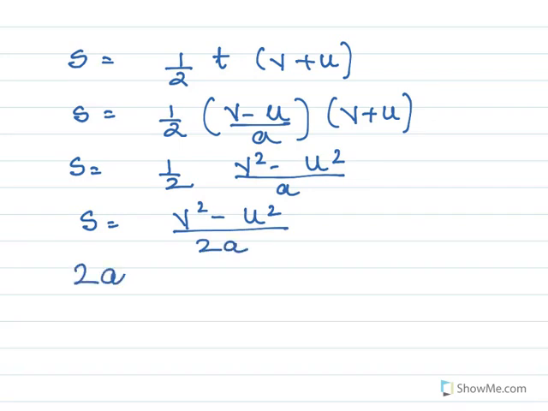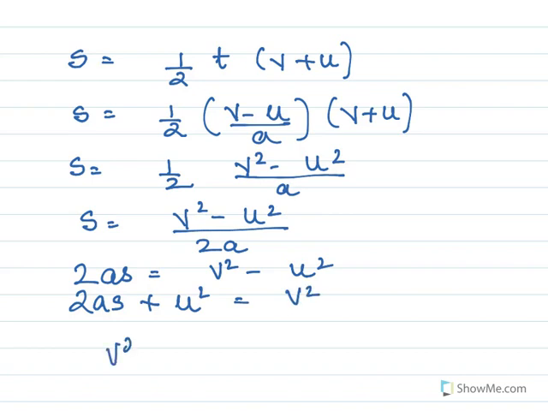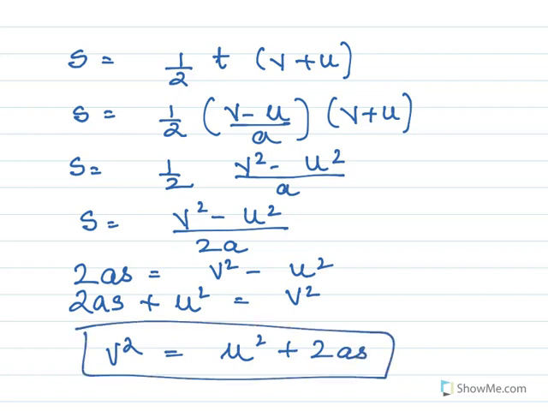I take the 2A on the other side. So 2AS equal to V square minus U square. I take the U square on the other side. So 2AS plus U square equal to V square. So I have now V square equal to U square plus 2AS. And this is my third equation.